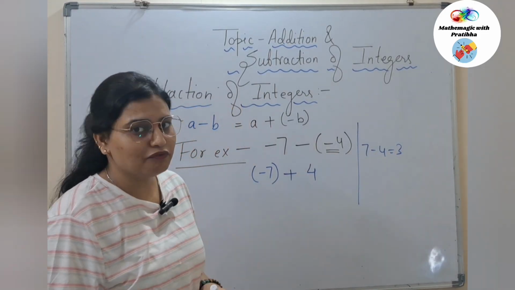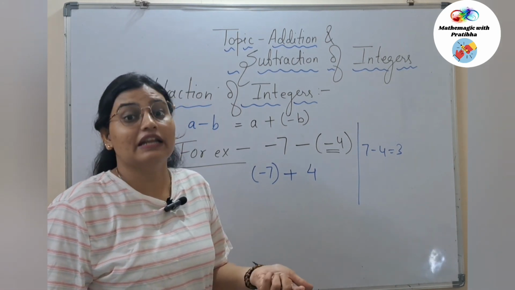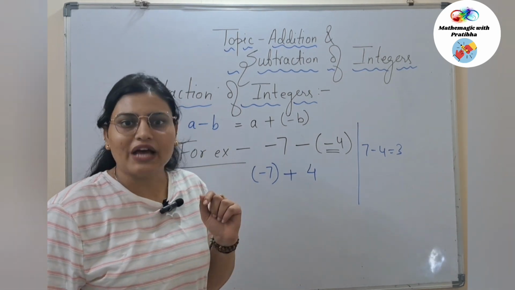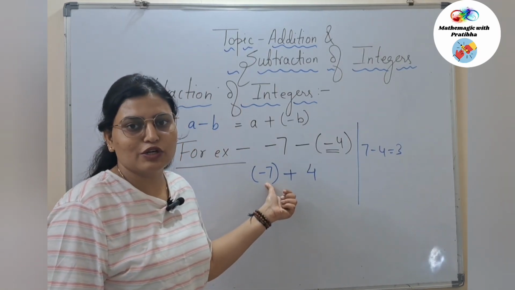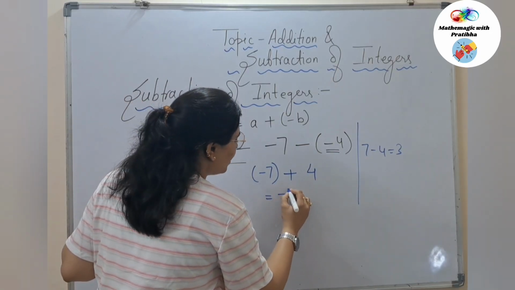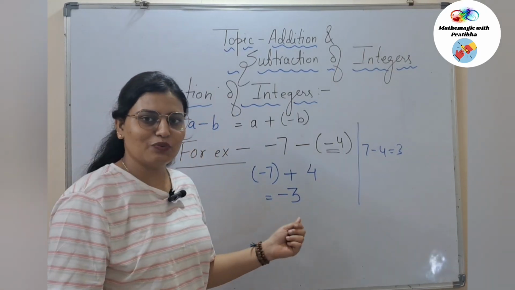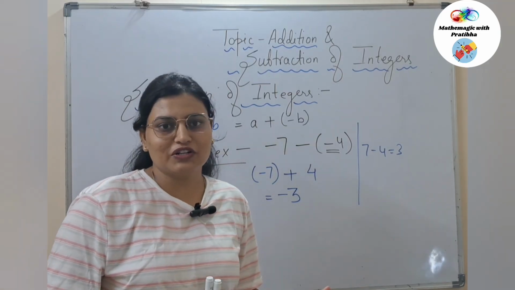Now which sign will come? For that also we have to check the absolute value of both integers, and which has the greater absolute value. According to that, the integer's sign will come. So 7 here has the greater absolute value, and 7 holds the sign minus. So the answer will also be minus. So minus 3 will come. Okay. So in this way we will do subtraction of two integers.